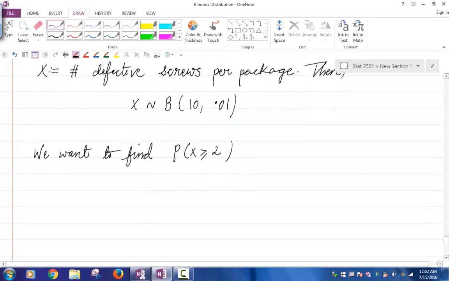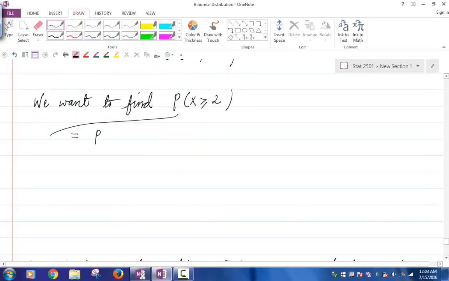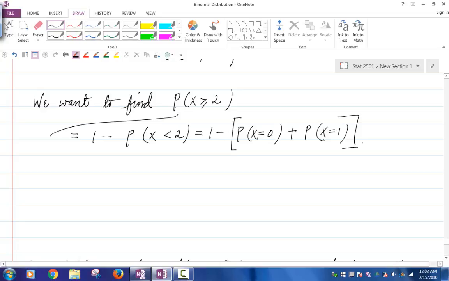Well, that would be the same as 1 minus the probability that X is strictly less than 2, which is the same as 1 minus the probability that X is 0 plus the probability that X is 1. Now, since X is a binomial random variable, we know its PMF. So this is 1 minus p of 0 minus p of 1.